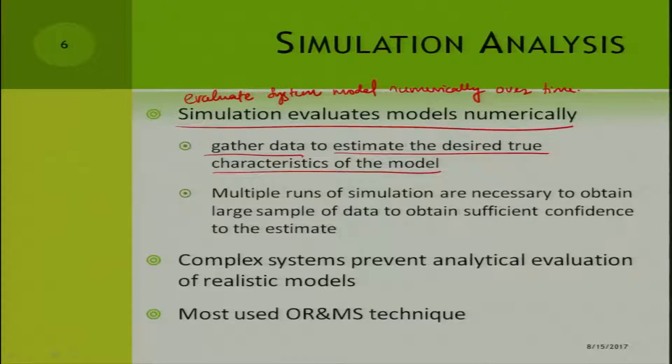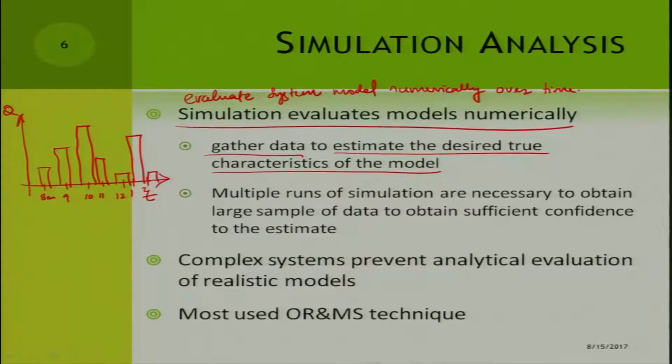If you think about a system, here is time, and here is the quantity Q that you are going to produce, the quantity to be produced, as time progresses in a day, at different hours. Let us say this is 8 a.m., 9 a.m., 10 a.m., 11 a.m., 12 noon, 1, 2, like this. At 8 a.m. you might be producing this much, at 9 you might produce this much, at 10 this much, at 11 only this much, at 12 only this much, at 1 o'clock this much, and at 2 o'clock this much.